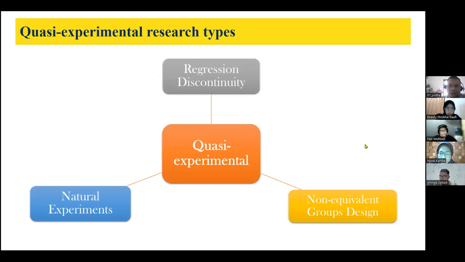In this slide, these are the types of quasi-experimental research. They consist of regression discontinuity, natural experiments, and non-equivalent group designs. So the three of them are related to each other. And then for the next slide, Mr. Faiz will explain.